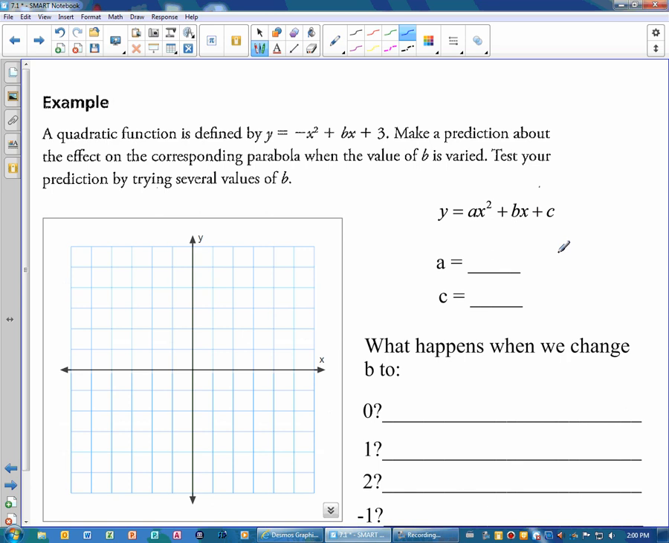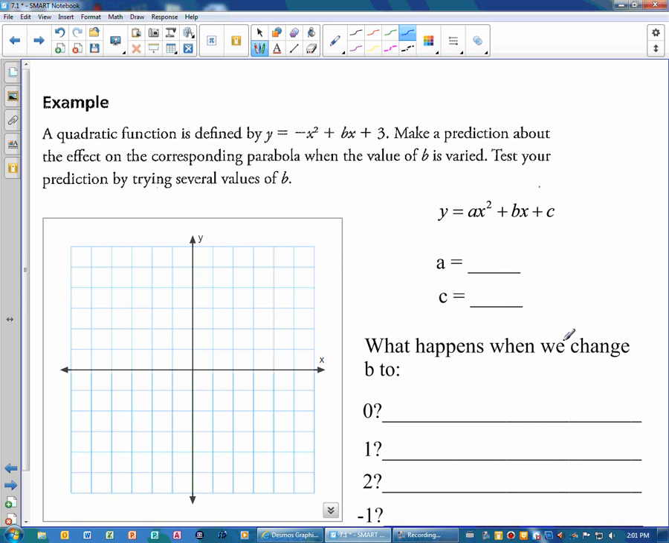Okay, so the first example we're going to cover here, or the only one in this lesson because it's nice and short, says a quadratic function is defined by y equals negative x squared plus bx plus 3. It says make a prediction about the effect on the corresponding parabola when the value of b is varied, and test your prediction by trying several values of b.